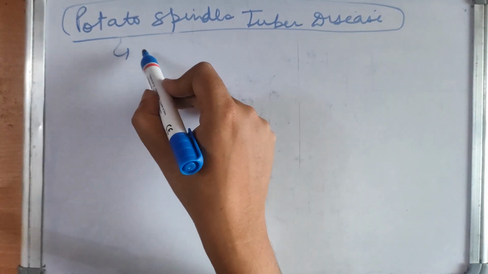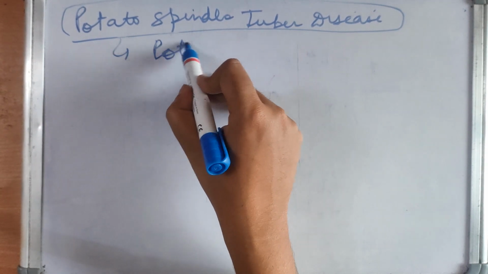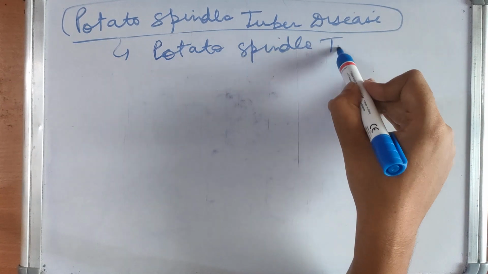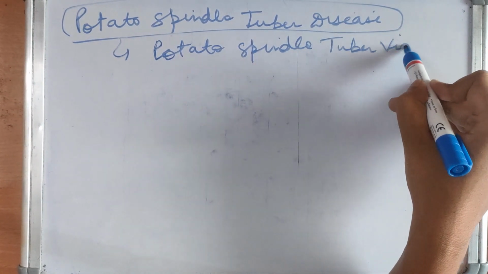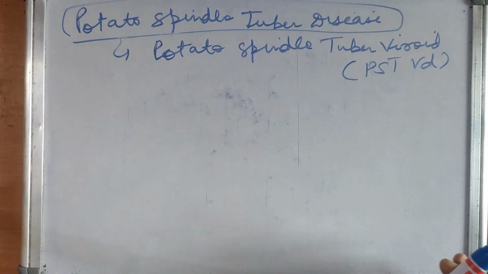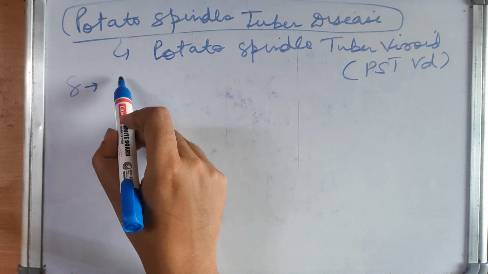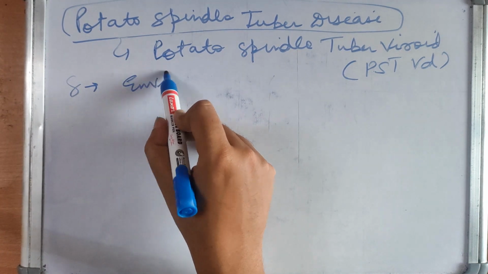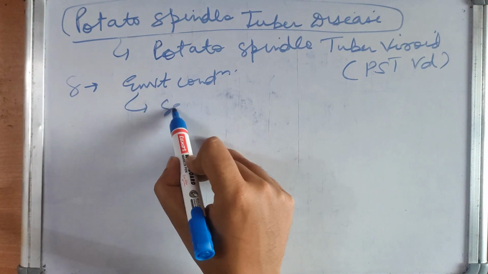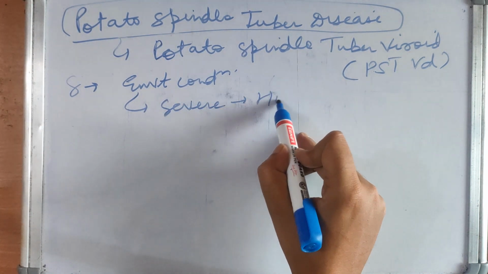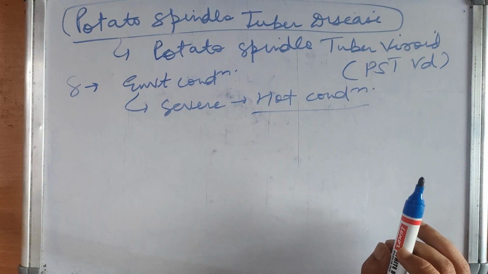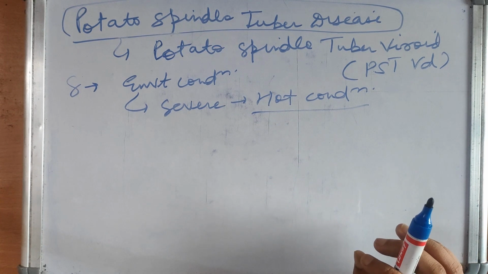It is caused by potato spindle tuber viroid, that is PSTVd. Its symptoms depend on environmental conditions and are most severe in hot conditions, similar to late blight of potato.